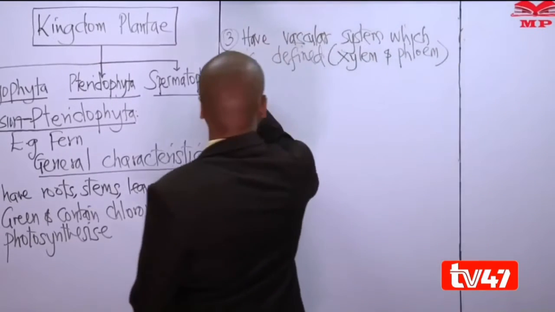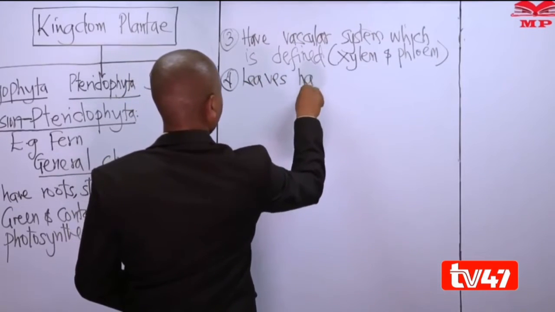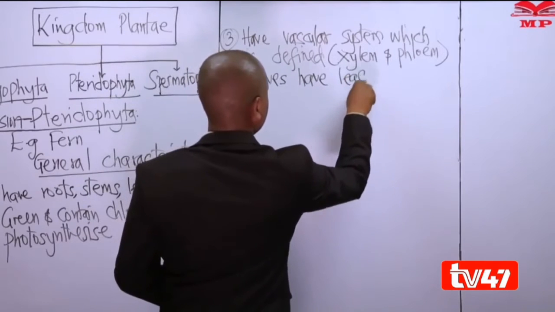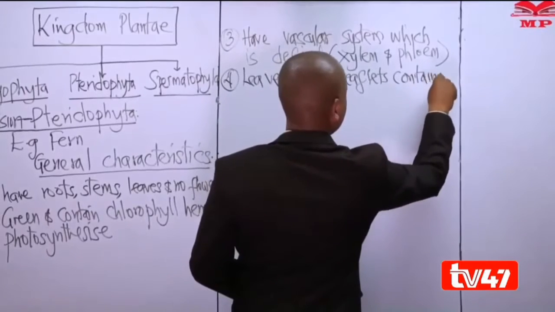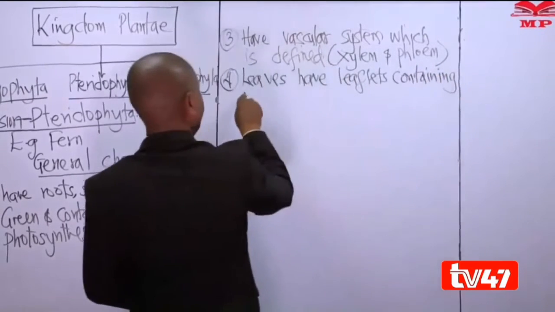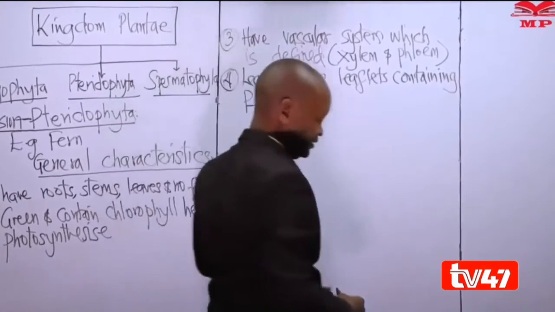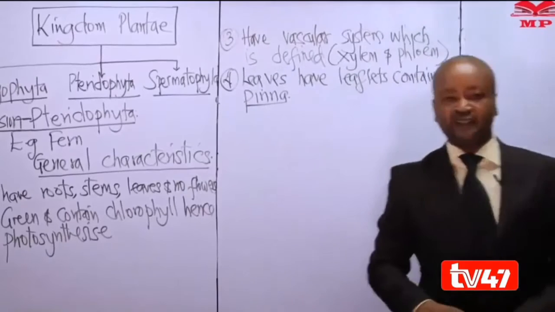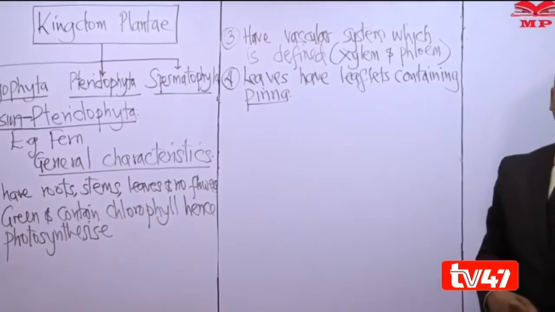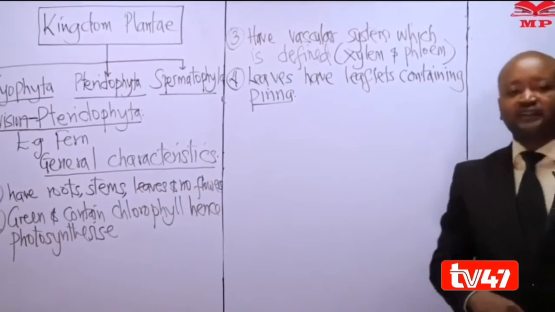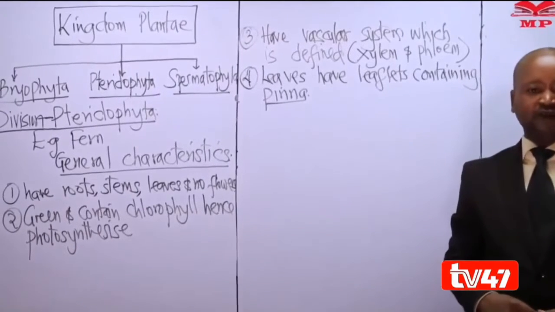So we have leaves with leaflets containing what we call the pinna. Pinna are tiny structures of leaves. They're normal leaves, but they are very tiny. They are even shaped like the normal leaves, but very tiny. But they appear in leaflets. And leaflets means from the stem, we have a branch, and that branch has several leaflets with it.